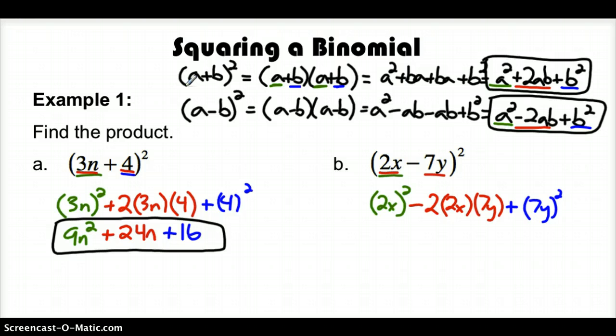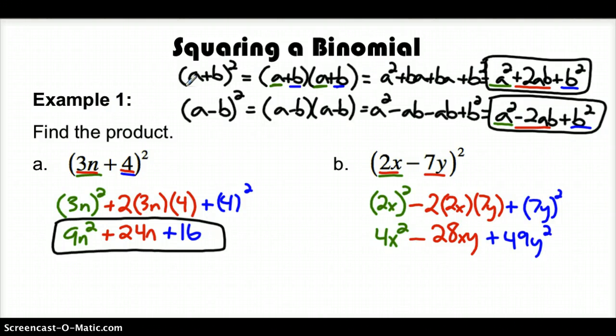Okay, and now we're just going to go ahead and simplify each one of these parts. So I know that 2x squared is the same as 2 squared x squared. So that's going to be 4x squared. I know that I have negative 2 times 2x times 7y all in a row there. So that's going to give me a negative for sure. 2 times 2 is 4. 4 times 7 is 28. So I have 28 x times y. I just put xy. Okay, and then my last term here, I have 7 squared y squared. That's going to give me 49y squared.